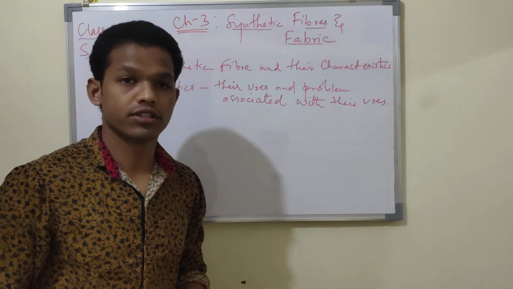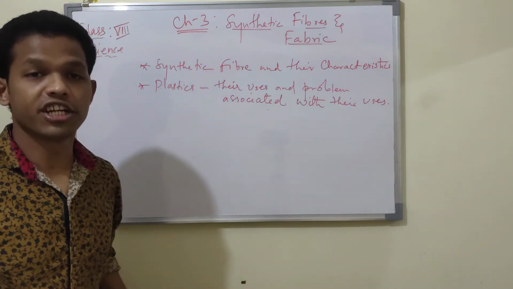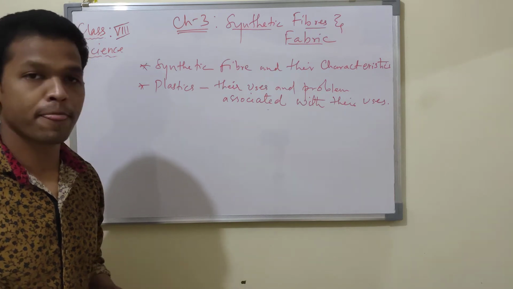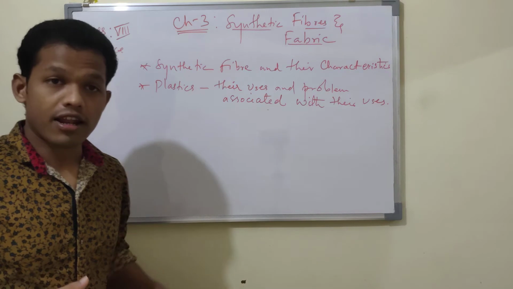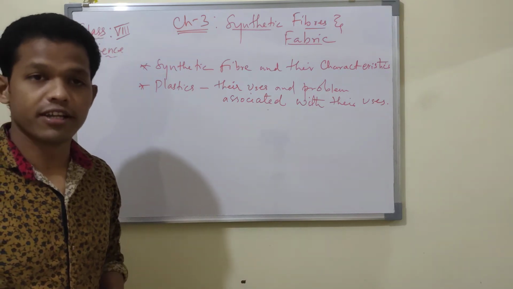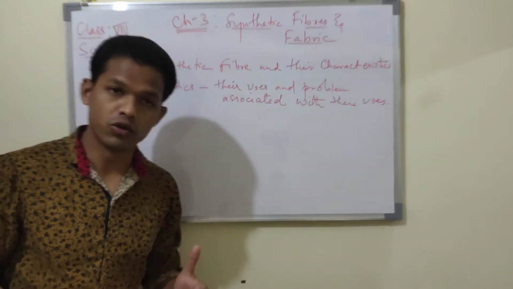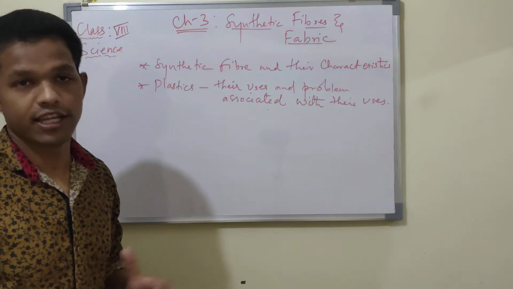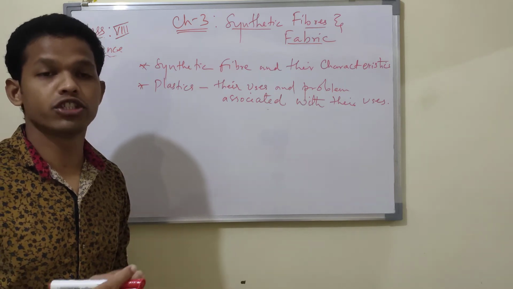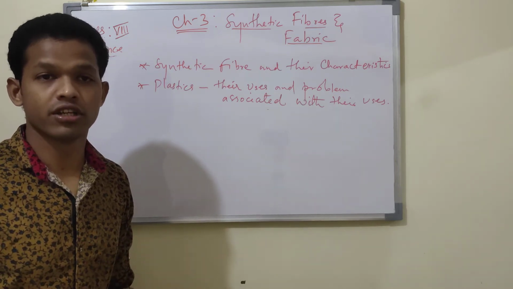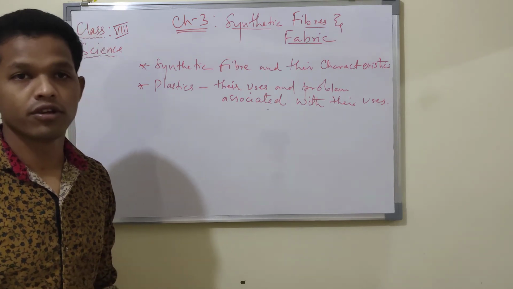Good morning, students. Today's chapter is chapter 3, synthetic fiber and fabric. In lower classes you have studied fibers and fabrics, which often come from plants and animals. In 6th class you learned about fibers from plants such as jute and cotton.